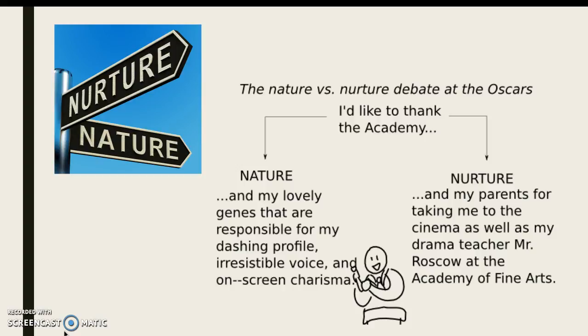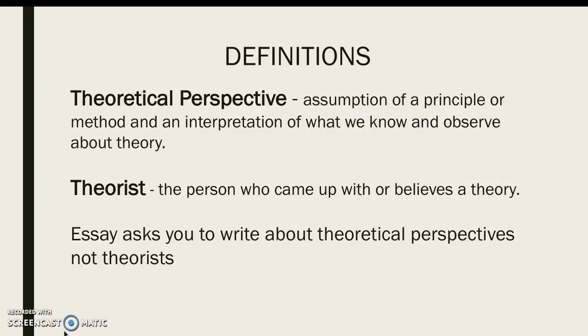Before we have a look at some of the theoretical perspectives introduced this week, there's another important distinction to make. So a theory is something that someone thinks might be the case. A theoretical perspective is an assumption of a principle or method and an interpretation of what we know and observe about a certain theory. A theorist is the person who came up with or believes the theory.